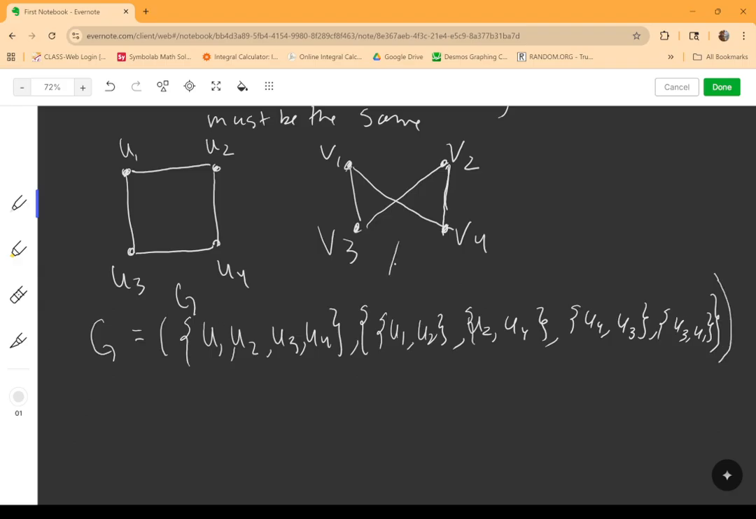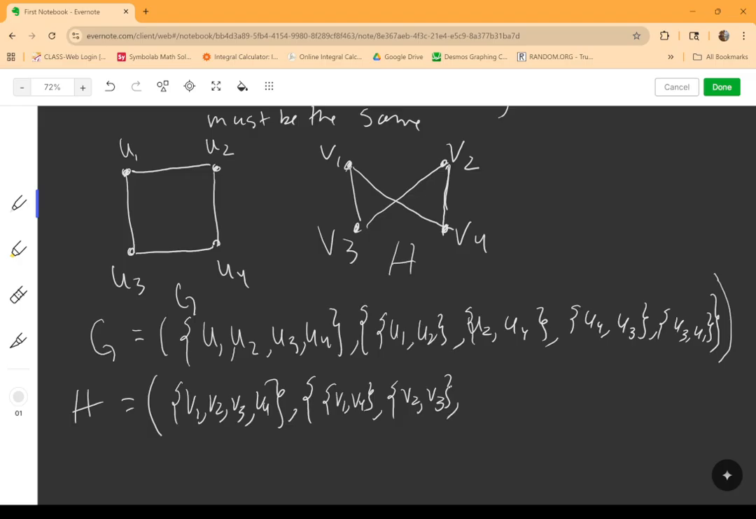And then I'll call this one graph H. So H consists of the vertices V1, V2, V3, V4, with edges V1, V4, V2, V3, V1, V3, and V2, V4.